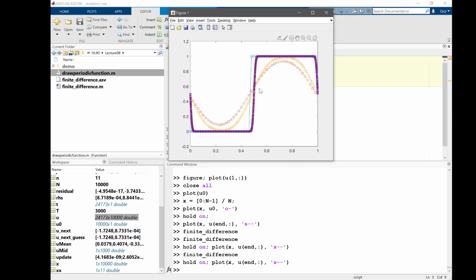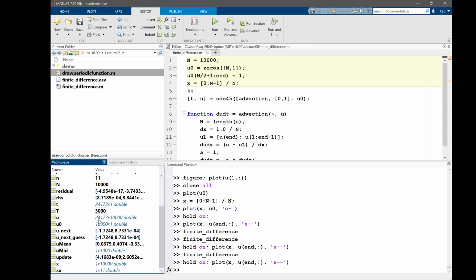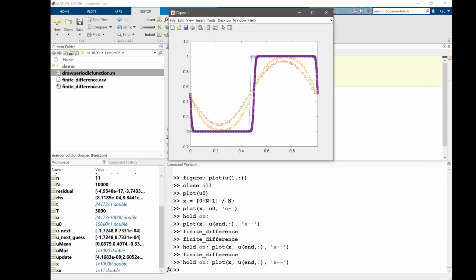Okay, so now you kind of see the tremendous expense of a first order scheme, right? As you add more spatial points, 10,000, it's not just adding more spatial points. Look at how many time steps ODE45 has to integrate, right? 24,000 time steps. So the number of time steps you have to integrate goes pretty much proportional to how many grid points you have.